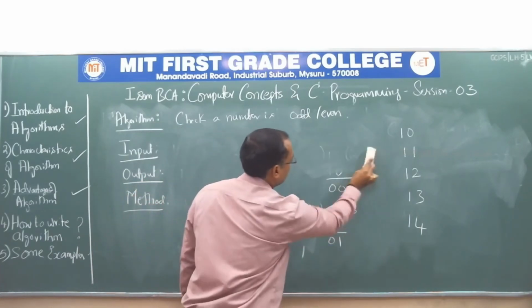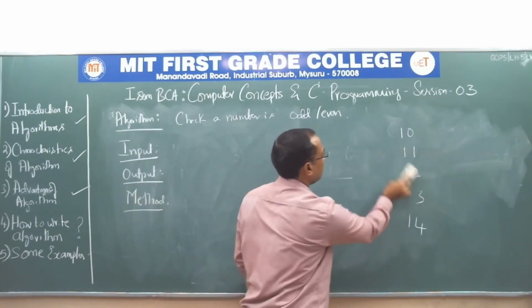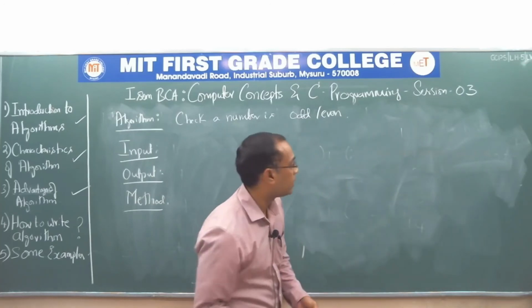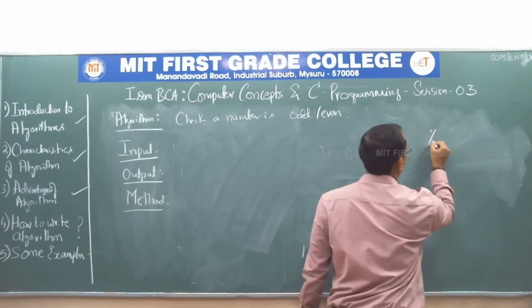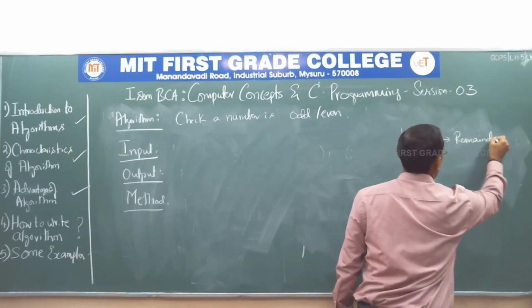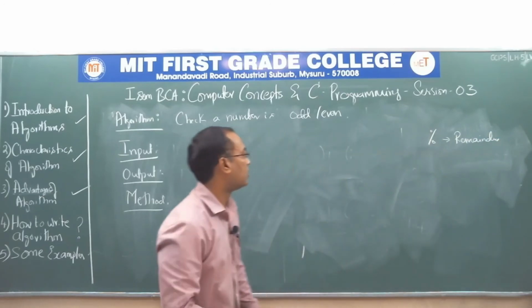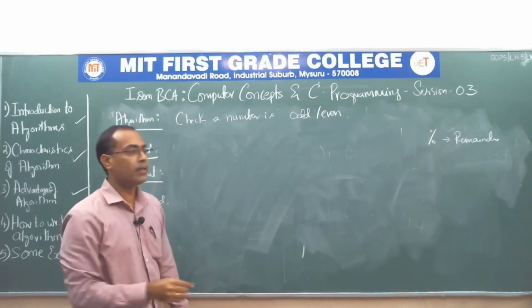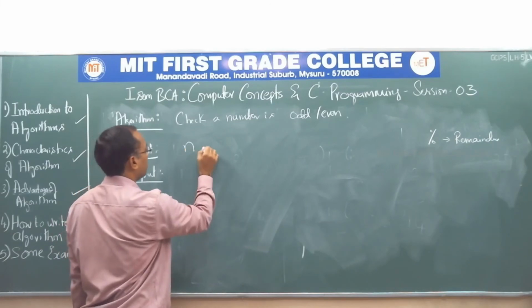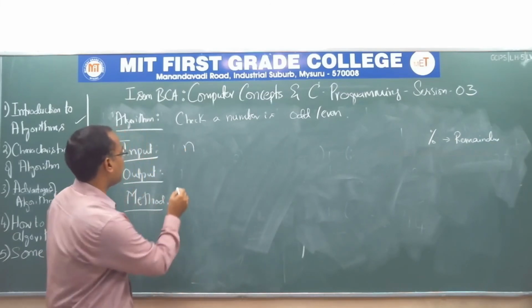So students, how do we check the remainder? In our programming languages, we use a standard operator called the percentage operator, which gives the remainder. So we are going to use the same operator over here. What is the input? Only one number. Input. Output is nothing but a message.